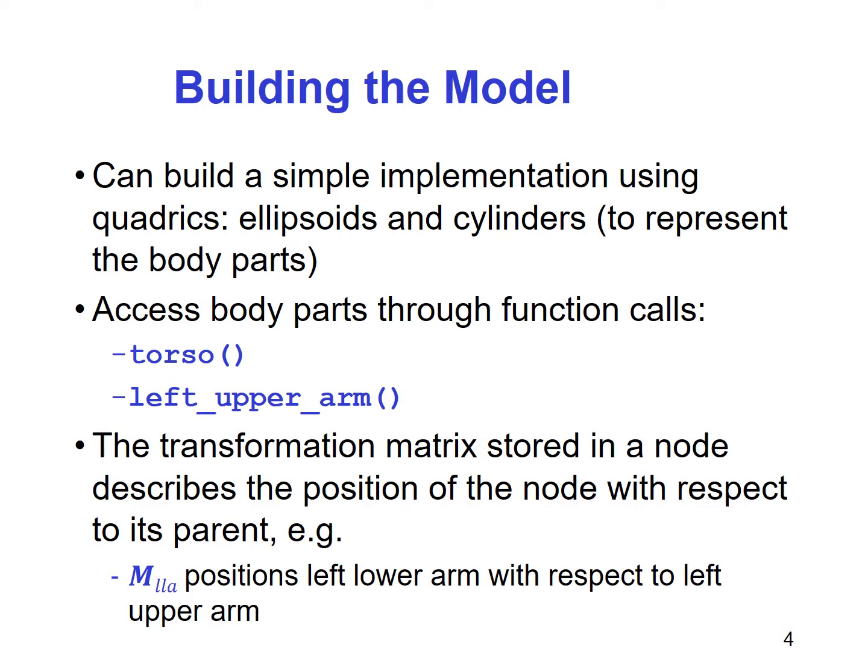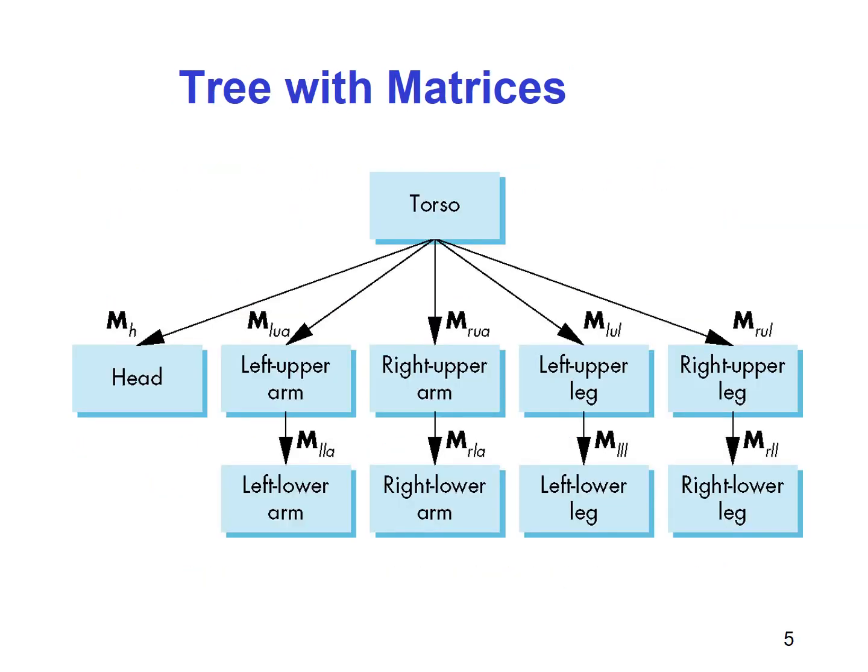We can build a simple implementation using quadrics, ellipsoids, and cylinders to represent the body parts. We can access body parts through function calls such as torso, left upper arm, and so on. The transformation matrix stored in a node describes the position of the node with respect to its parent. For example, this M matrix positions the left lower arm with respect to the left upper arm. The tree structure with matrices would look like this.